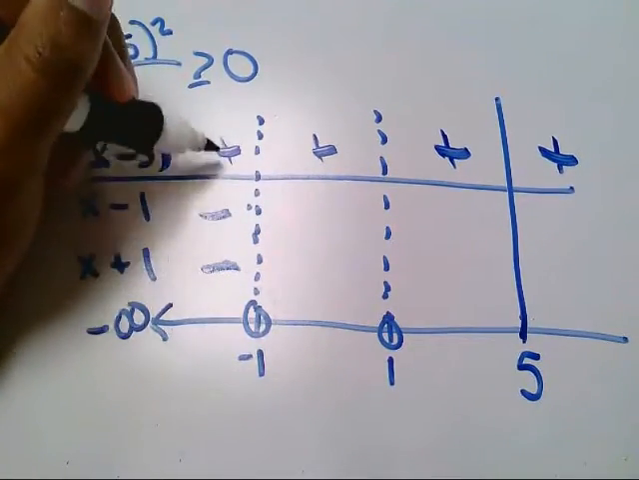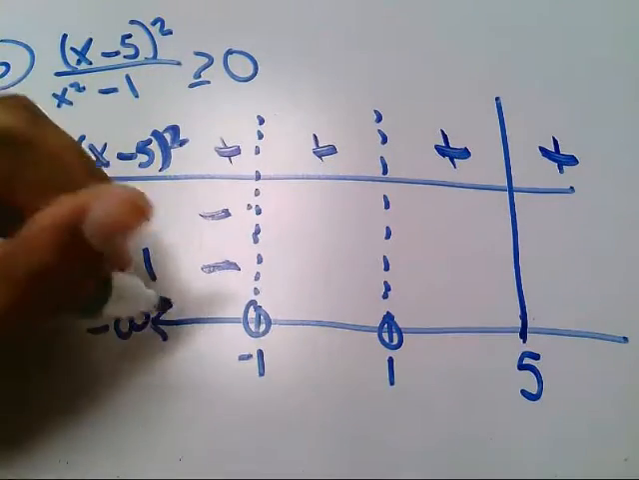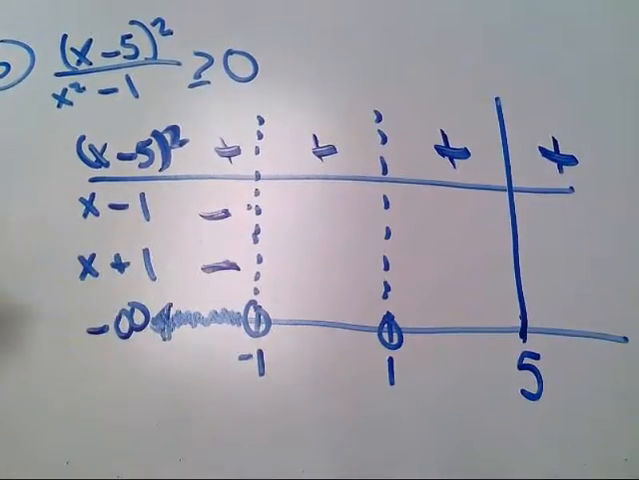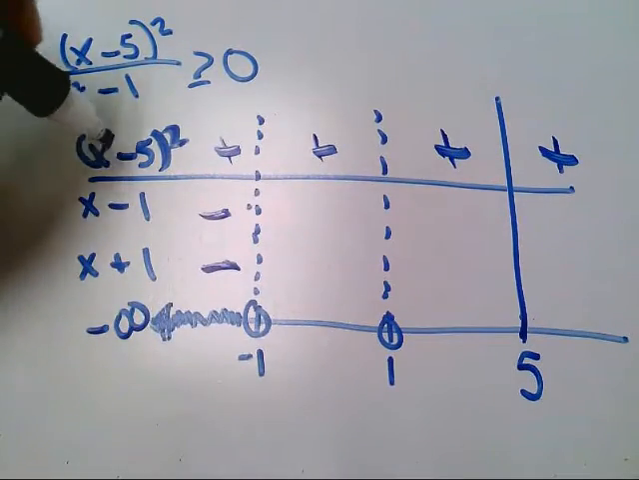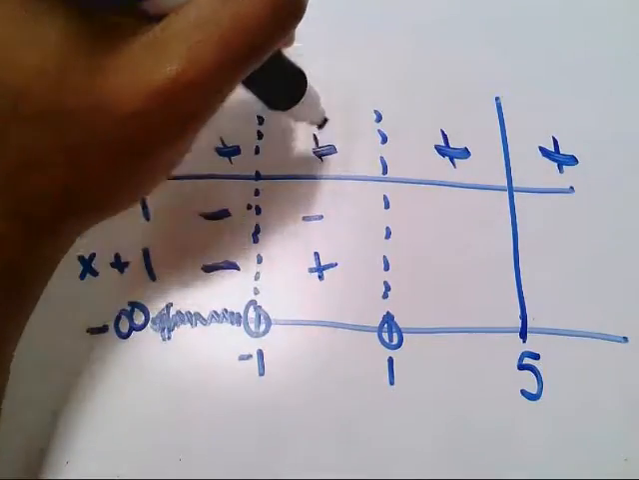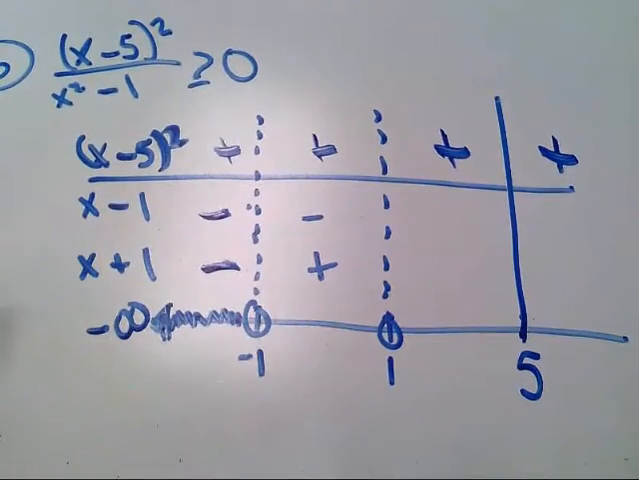So we see this section of the graph is going to end up being positive, which is what we want, greater than or equal to 0. So we shade here, keep that open circle there. Now, if we plug in a number between -1 and 1, like 0, 0 minus 1 will be negative, 0 plus 1 will be positive. This section will be negative. We don't want that. We want greater than or equal to 0.